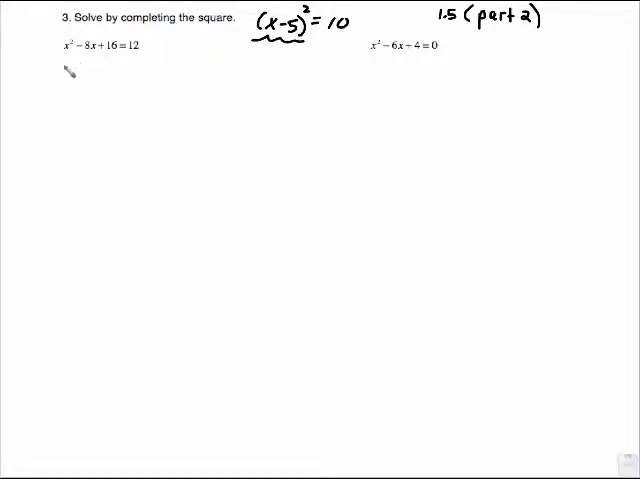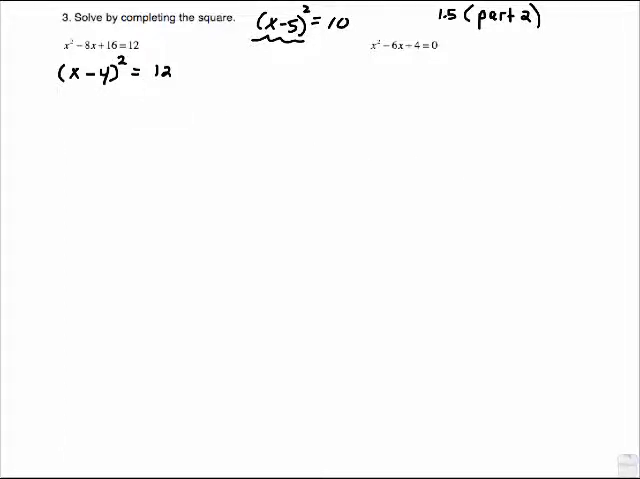Now this one's a very special one that I made up. It's very easy to get this one into parentheses squared because this trinomial on the left happens to be a perfect square trinomial. This factors into (x minus 4) squared. And how do I know that? Because 4 times 4 is 16, and 4 plus 4 gives me 8. So that factors very easily into this squared binomial.